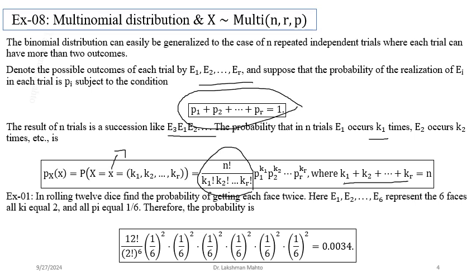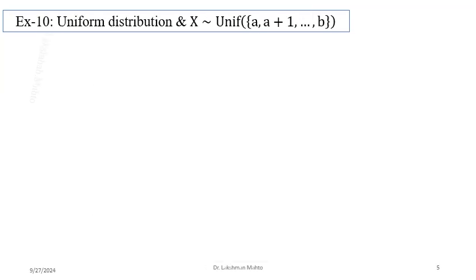E2 is coming 2 times, and e6 is coming 2 times. So k1 equal to 2, k2 equal to 2, and k6 equal to 2. Okay. And that's where you just substitute all these in the formula, you will get the corresponding probability. So it is part of multinomial distribution.